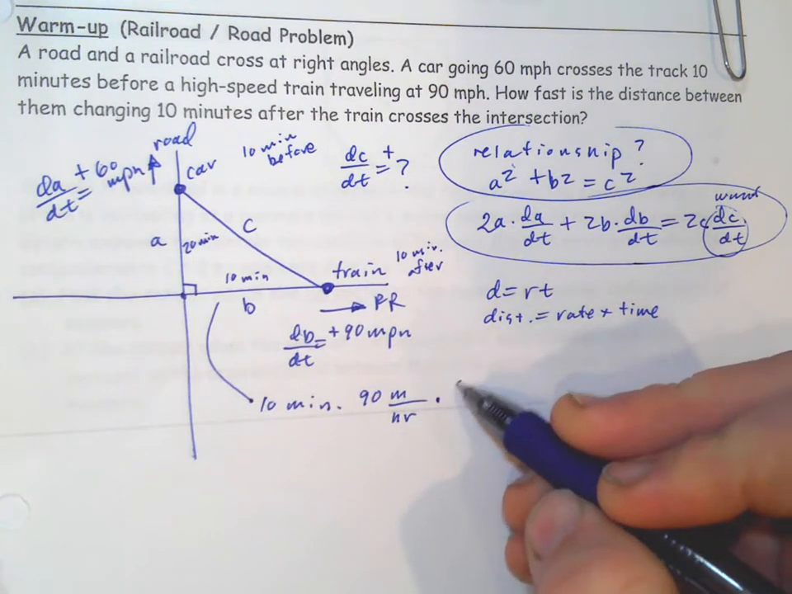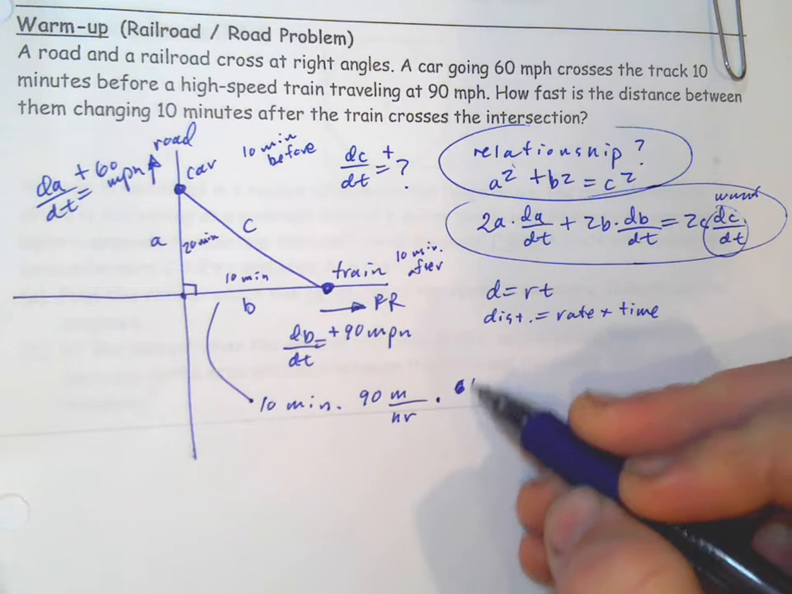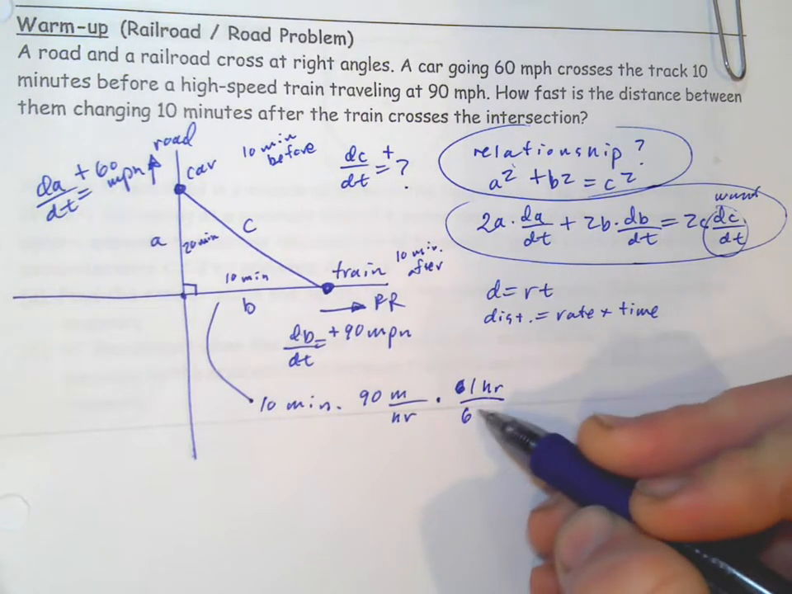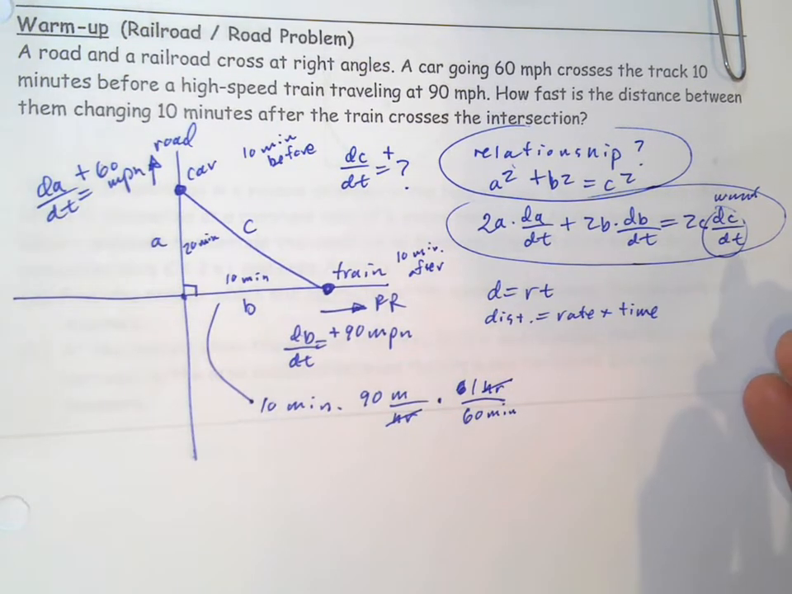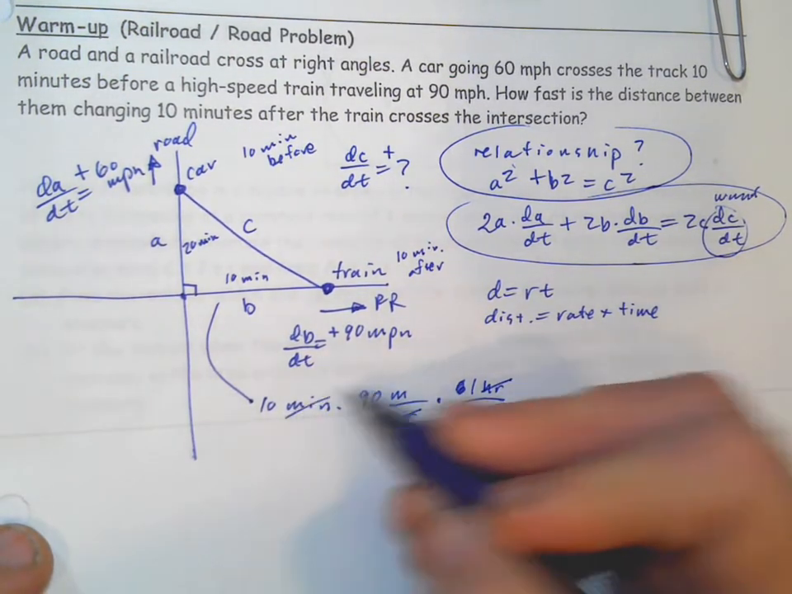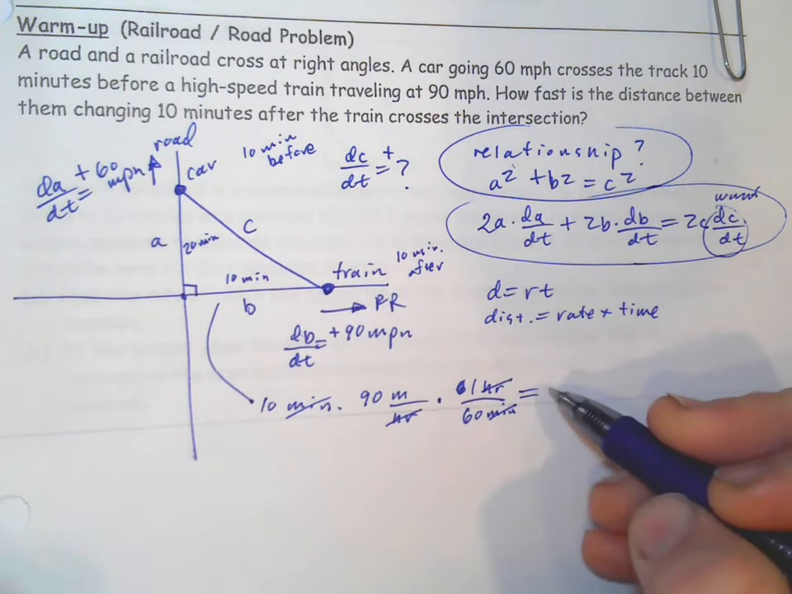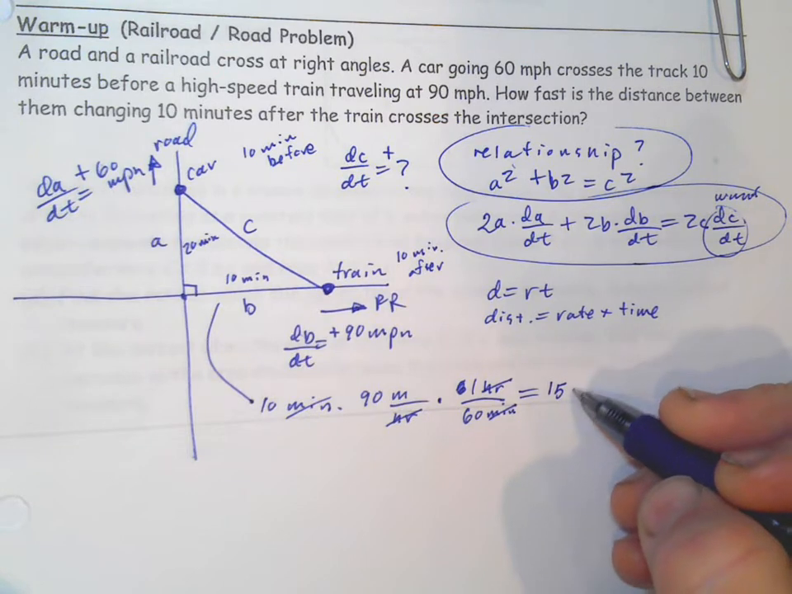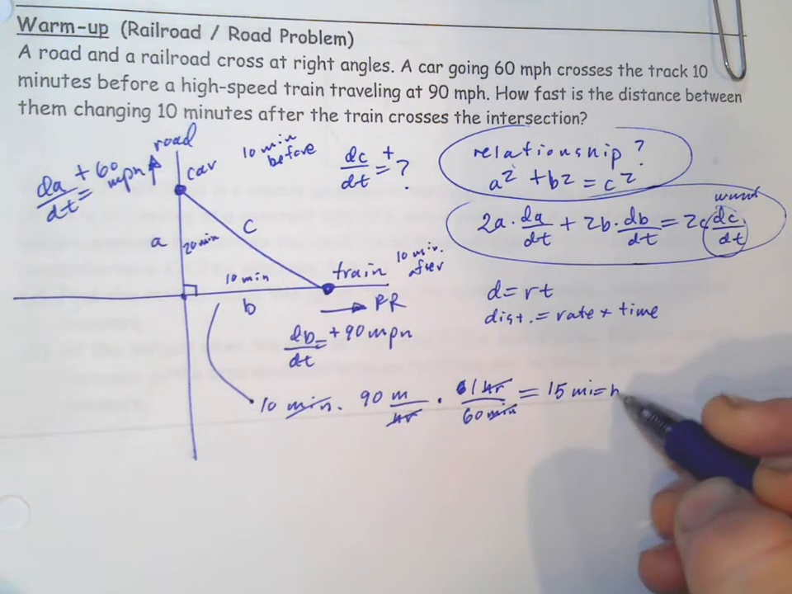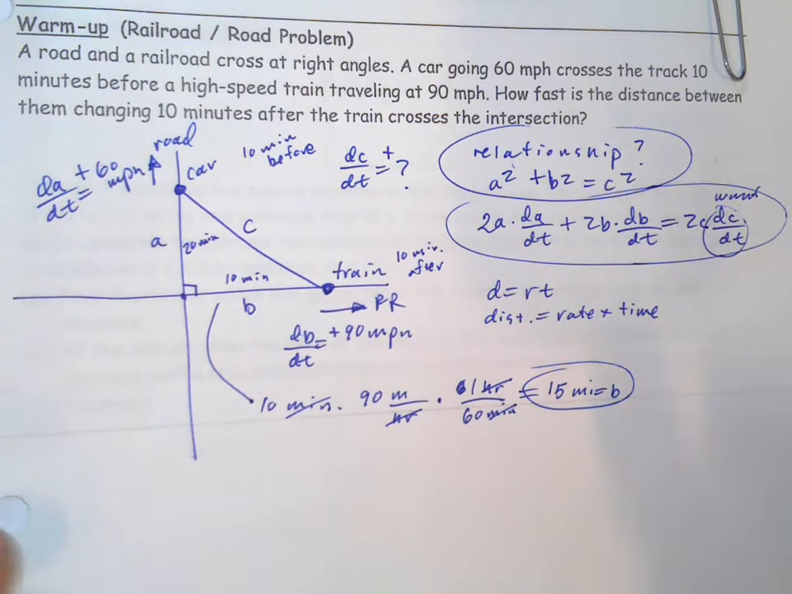We need to do a conversion here. There's 60 minutes in an hour. So that would give you 90 miles per 60 minutes. Now the minutes cancel, and we get 90 over 6, which is 15. So 15 miles is what B is. But you can't plug that in before you take a derivative, because it's changing.